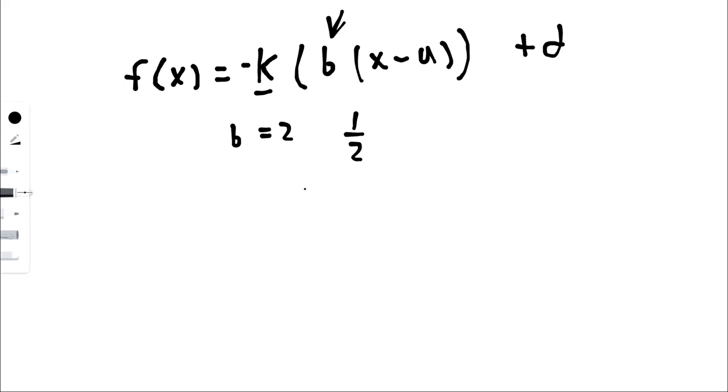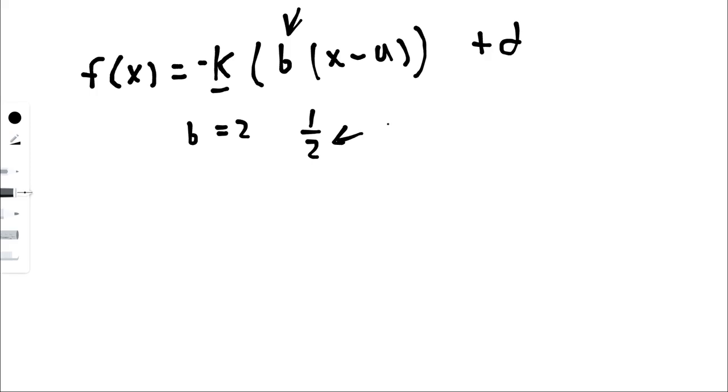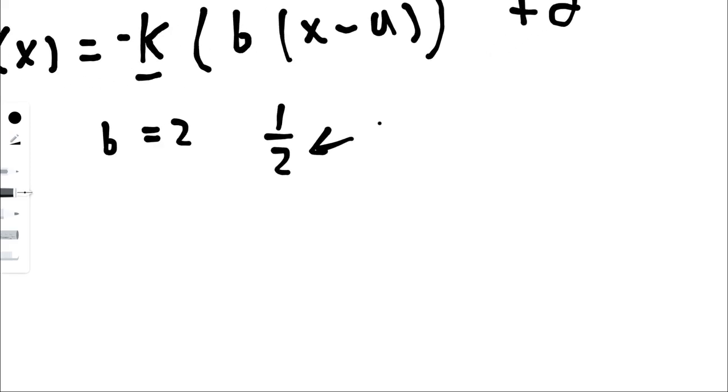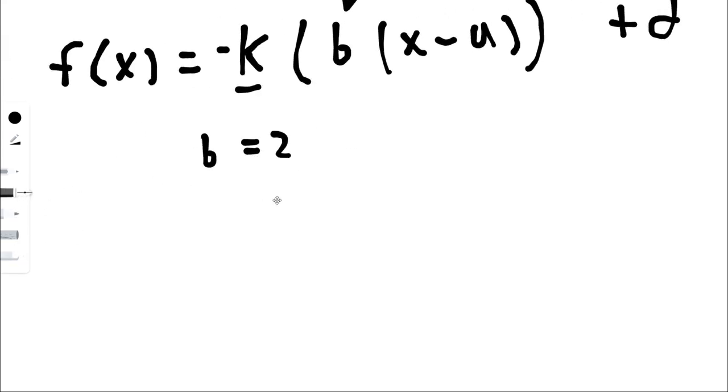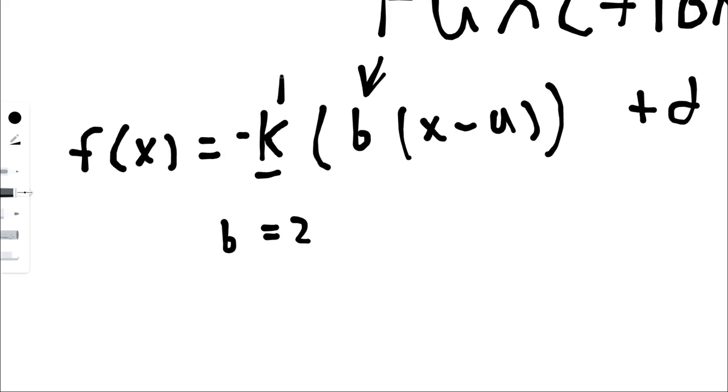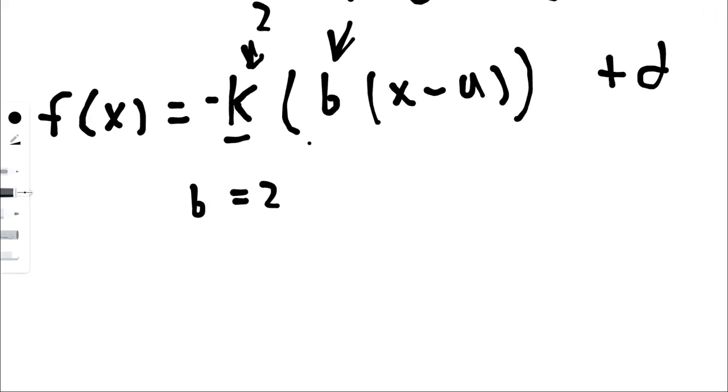Now it's a compression. So you don't want to say a fraction for the stretch or compression, or a number less than 1. So instead of saying a stretch by 1 over 2, in this case you would say a compression by a factor of 2. So it's a little bit backwards because for k, if the value is 2, then it's a stretch by 2. But for b, if it's 2, then it's a compression by 2.